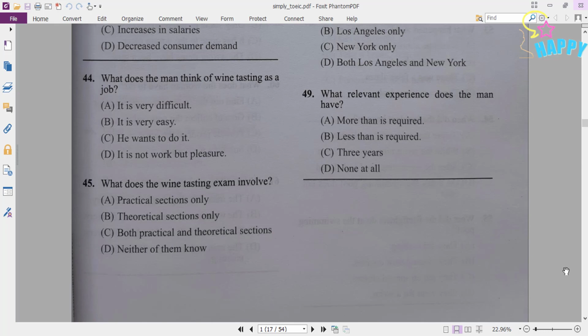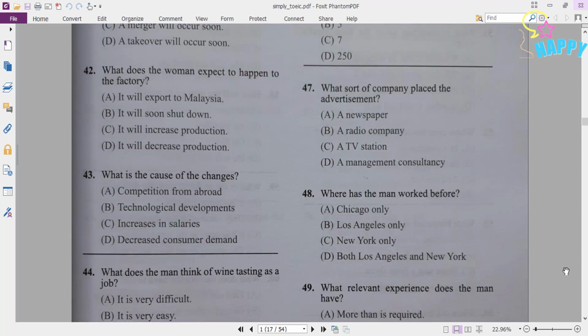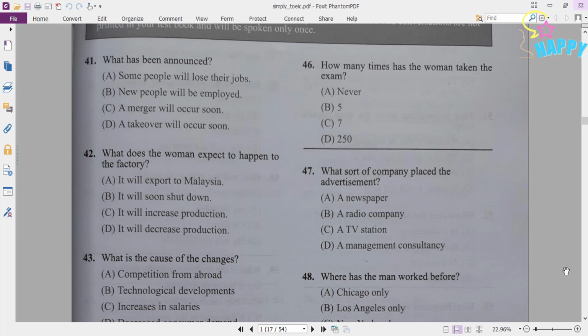Question 44. What does the man think of wine tasting as a job? Question 45. What does the wine tasting exam involve? Question 46. How many times has the woman taken the exam?